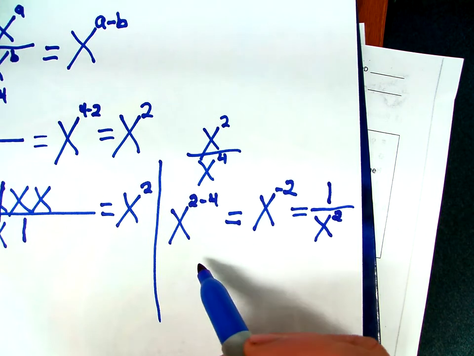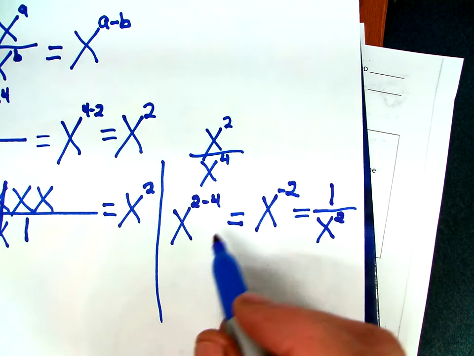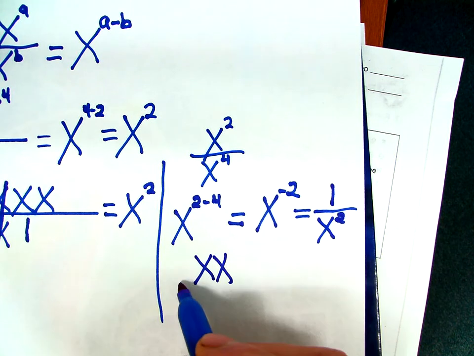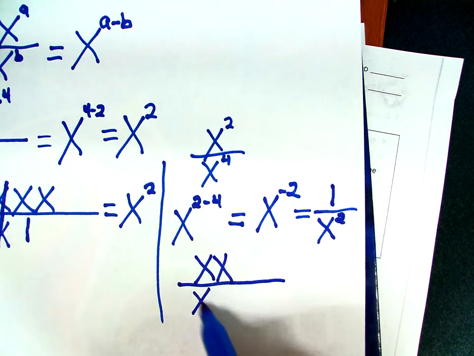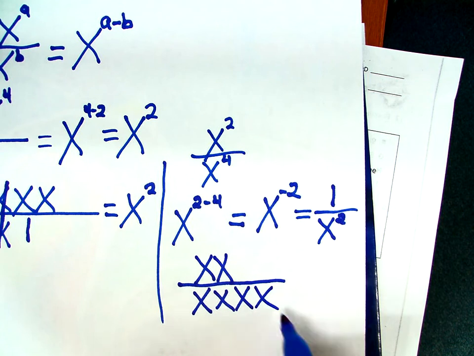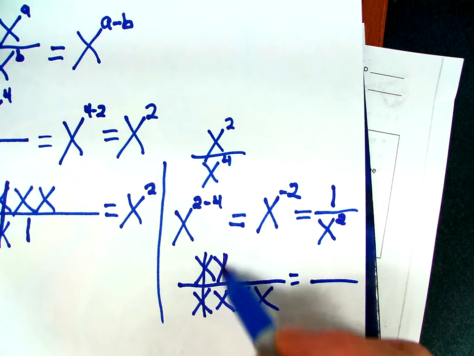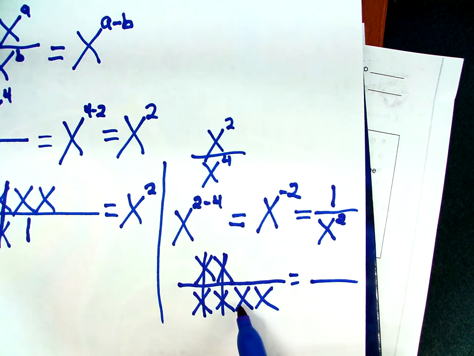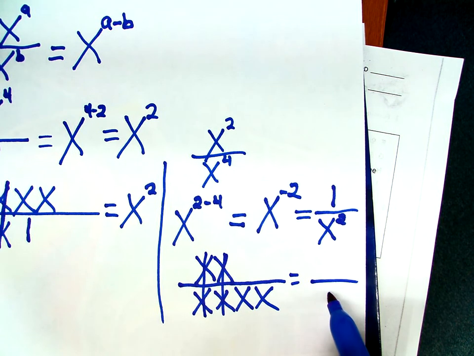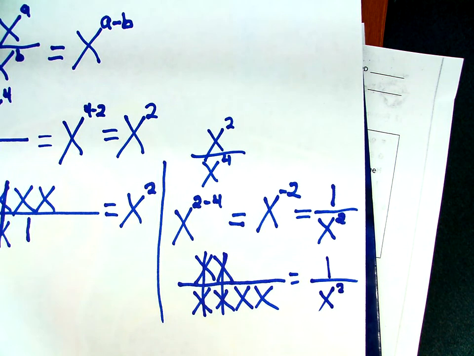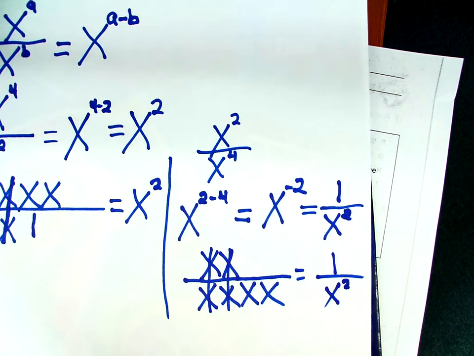We can also see it like this. The same example here. You have x times x on top, x, x, x, x on bottom. The first two cancel out. That leaves 2 x's on bottom, x times x, which is x squared. Nothing on the top, so we put a 1. You're probably thinking, that seems pretty easy. It is pretty straightforward.